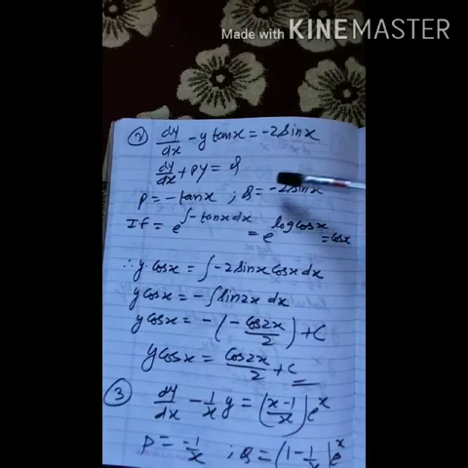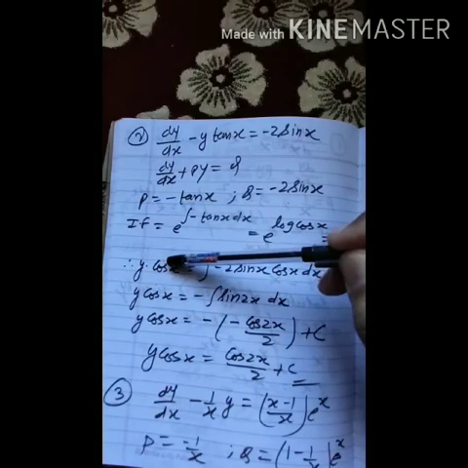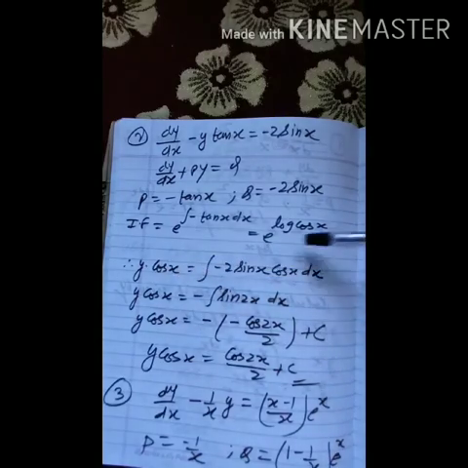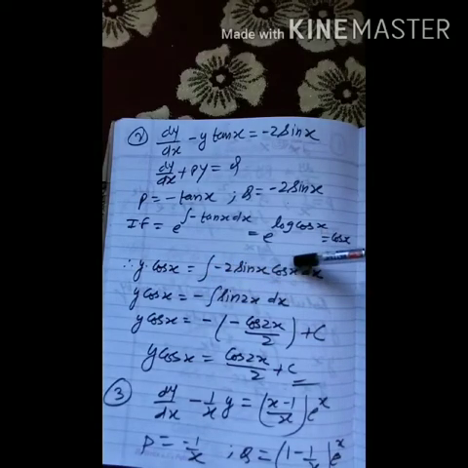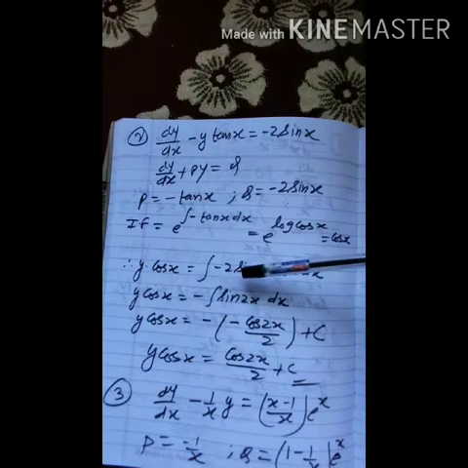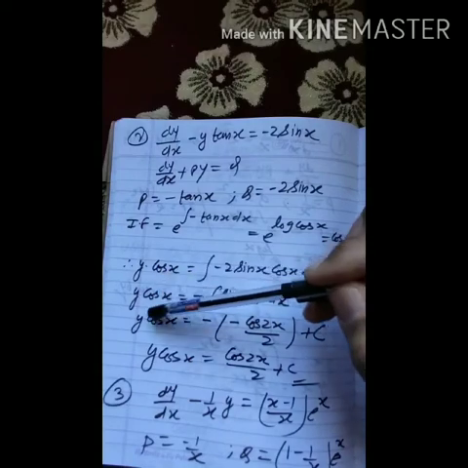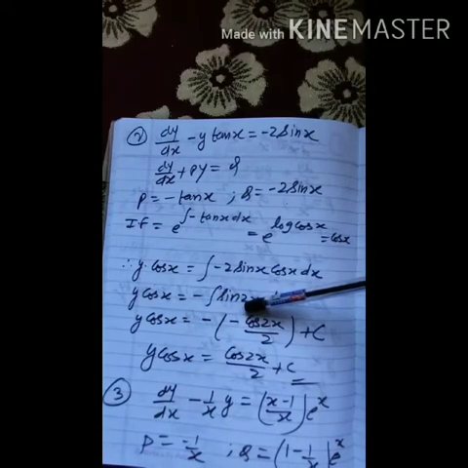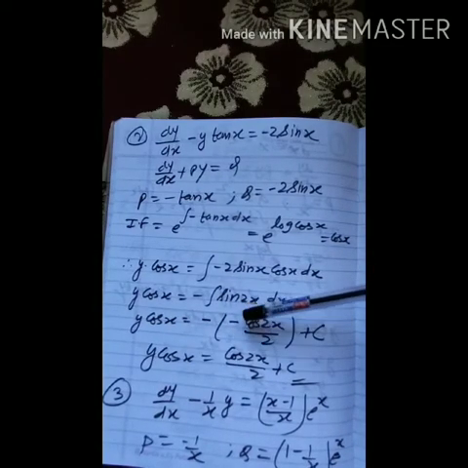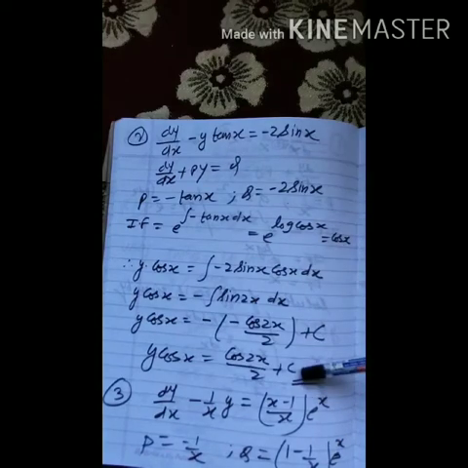Now as we know, the solution of this differential equation is given by y into integrating factor equal to integration of q into integrating factor. So the integrating factor is cos x. So y into cos x equals integration of minus 2 sin x into cos x dx. Now we have to integrate the quantity on the right side, and the quantity on the left side we copy as it is. So y cos x equals integration of 2 sin x cos x, which can be written as sin 2x. Now integration of sin 2x is minus cos 2x divided by 2, and minus and minus will cancel out. So here is the solution of the given linear differential equation.